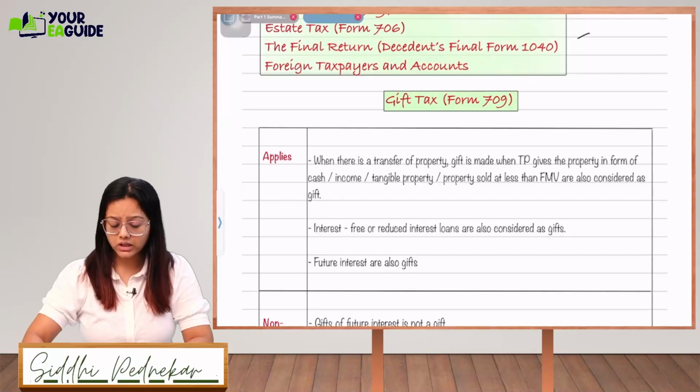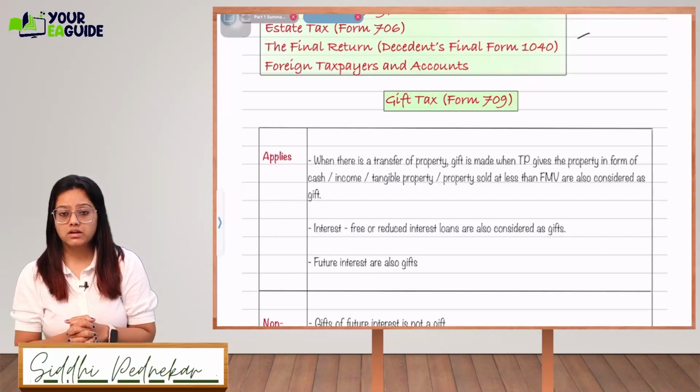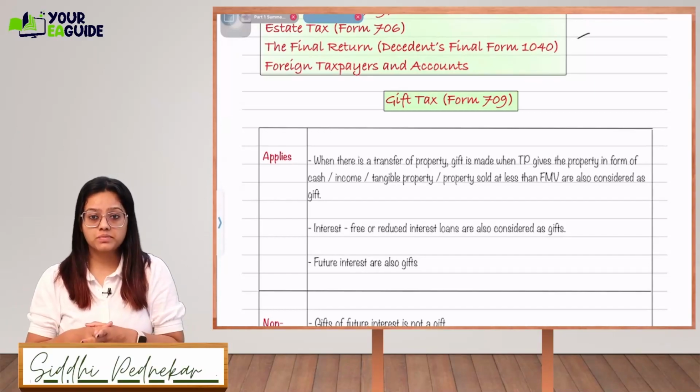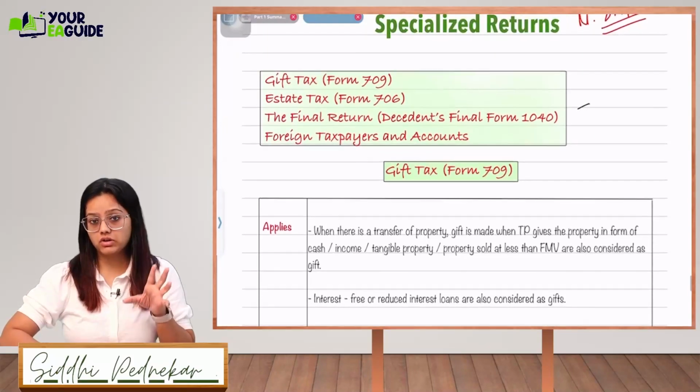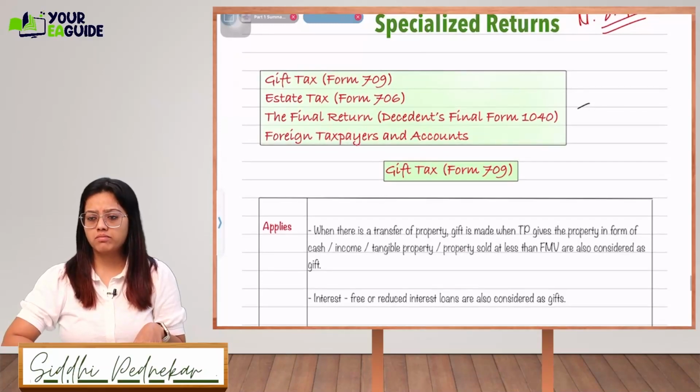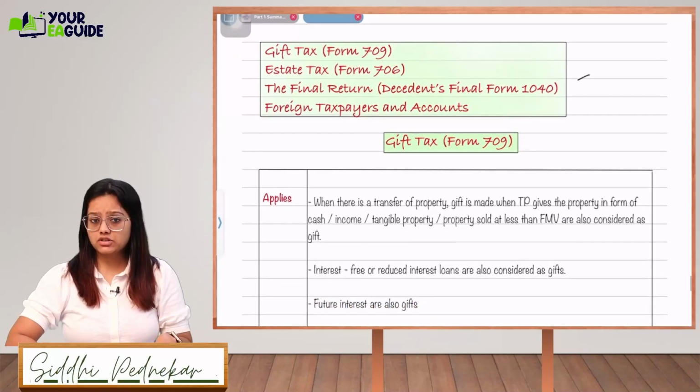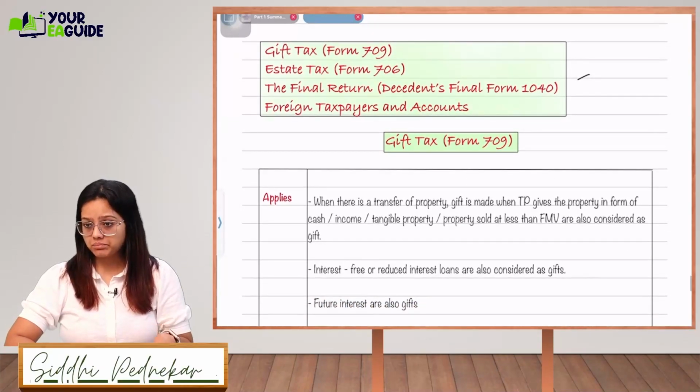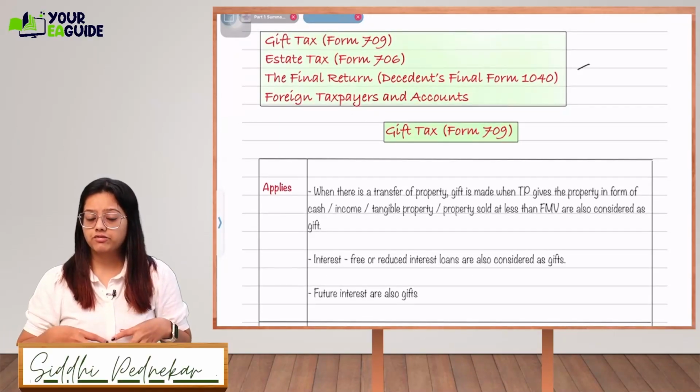Okay, so first of all, for gift tax we are going to use Form 709, and for estate tax we are going to use Form 706. So don't get confused about the form numbers. No need to remember the form numbers. Just understand the concept.